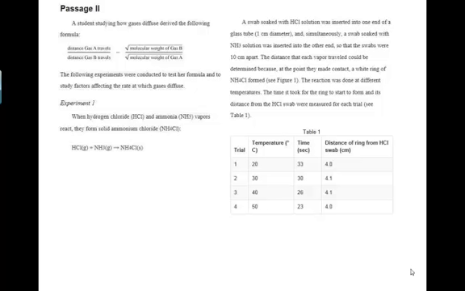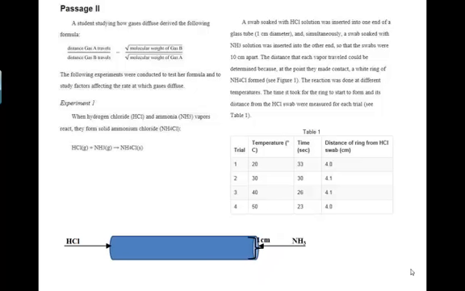So, for example, a swab soaked with HCl solution was inserted into one end of a glass tube. Draw a glass tube, 1 centimeter in diameter. Let's write it. A swab soaked with NH3, oh wait a second, an HCl solution, a swab, is put in one end. Let's write it. I don't know what a swab is, so I'll just draw an arrow. The other end, NH3.